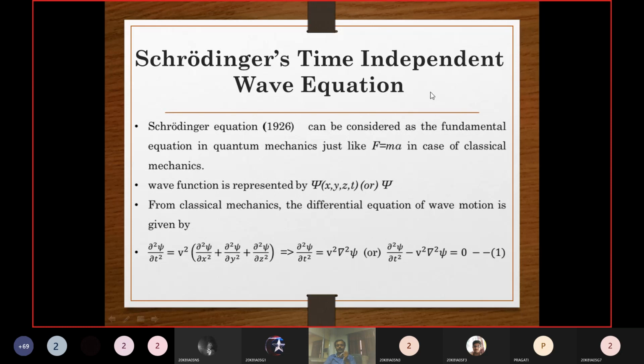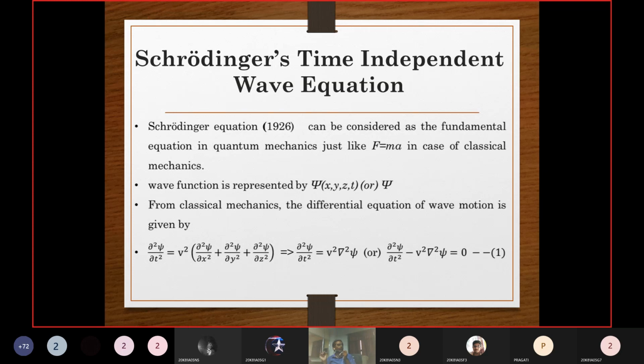So today we will discuss the Schrödinger time independent wave equation. Yesterday we discussed the Born interpretation of the wave function for explaining the motion of a particle. So one function is required, that is the wave function. That wave function depends on the x, y, z coordinates as well as time.